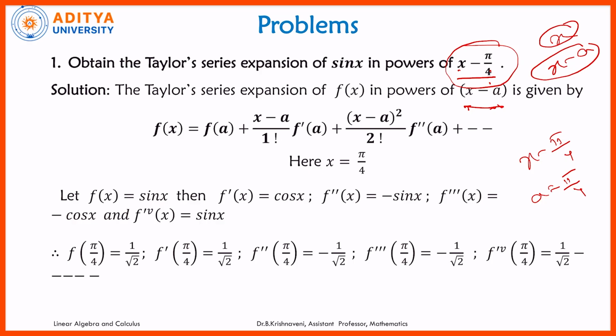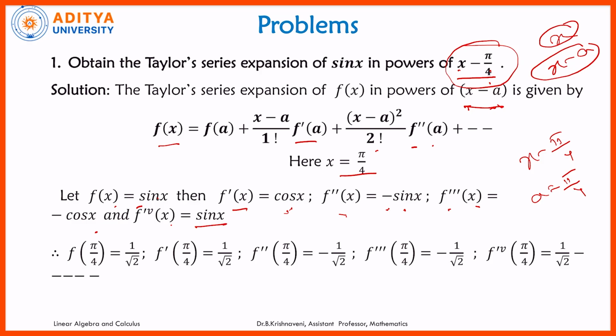So hence the Taylor series is given by f of x is equal to f of a plus x minus a by 1 factorial into f dash a plus x minus a whole square by 2 factorial into f double dash a plus so on. And clearly here a is equal to pi by 4. First find f of x, and the given f of x is sin x. f dash x is cos x, f double dash x, cos x derivative is minus sin x, f triple dash x, minus sin x derivative is minus cos x, f fourth derivative of x, minus cos x derivative is minus sin x, minus into minus is plus.